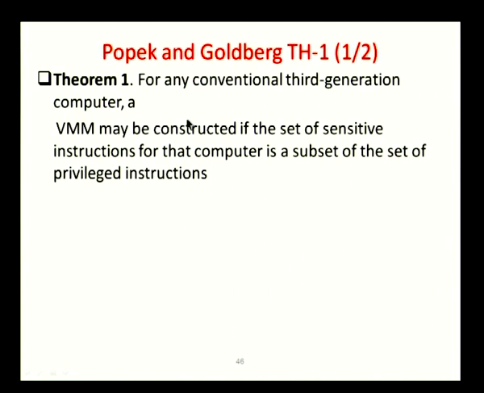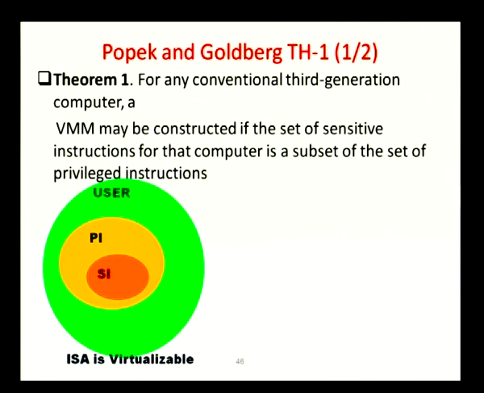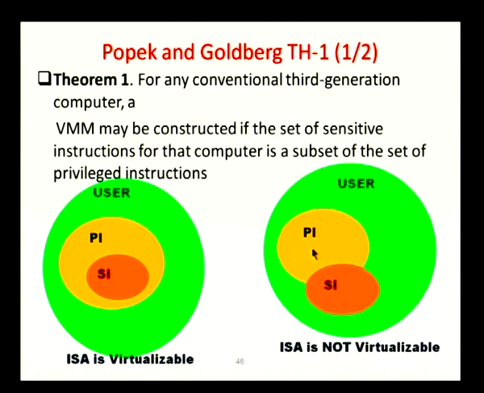Now, we should know the theorems given for the purpose of virtualization. This is theorem 1 given by Popek and Goldberg. According to this, for any conventional third generation computer, a VMM may be constructed if the set of sensitive instructions for that computer is a subset of the set of privileged instructions. What is the meaning of it? The ISA is virtualizable if SI is a subset of PI, where SI is the sensitive instructions and PI is the privileged instructions, whereas if SI is not a subset of PI, it is not virtualizable. So we have the first theorem which gives the condition for a virtualizable ISA.